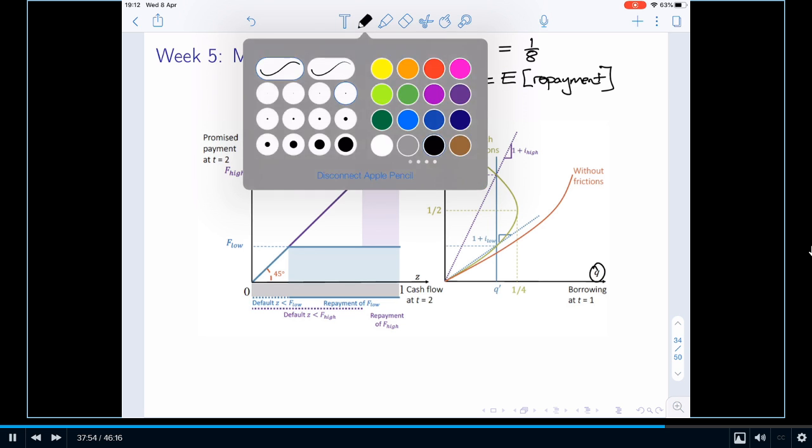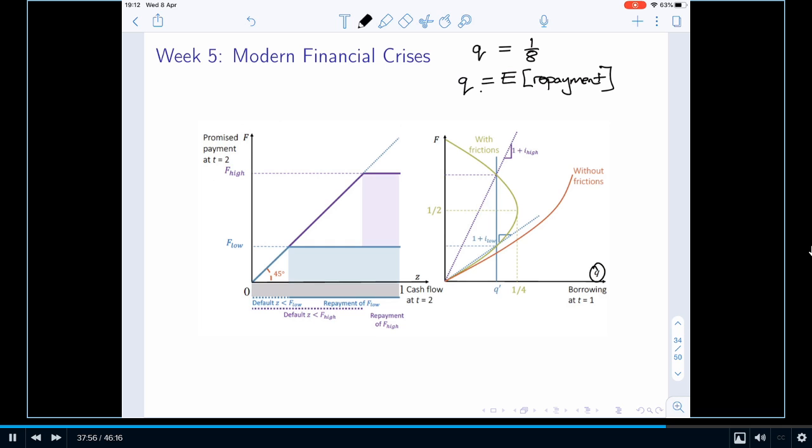Under those two sets of assumptions, and under certain assumptions about the distribution of Spain's cash flow Z, in particular that Spain's cash flow is distributed uniformly between 0 and 1, we get this green parabola curve, the with frictions curve, and this red upward sloping line, without frictions, showing us the relationship between how much Spain wants to borrow and how much Spain has to promise to repay.